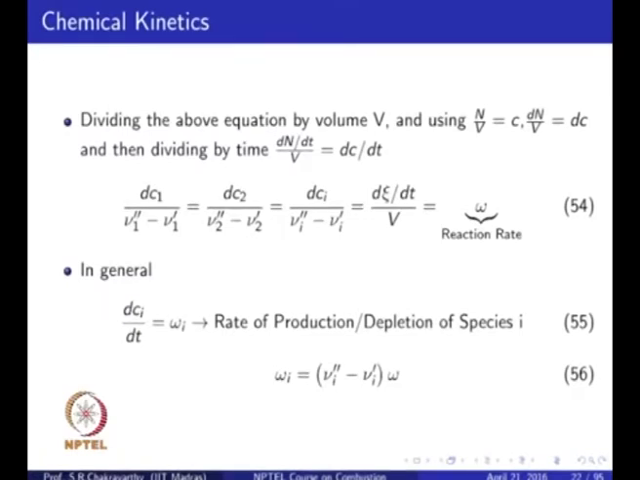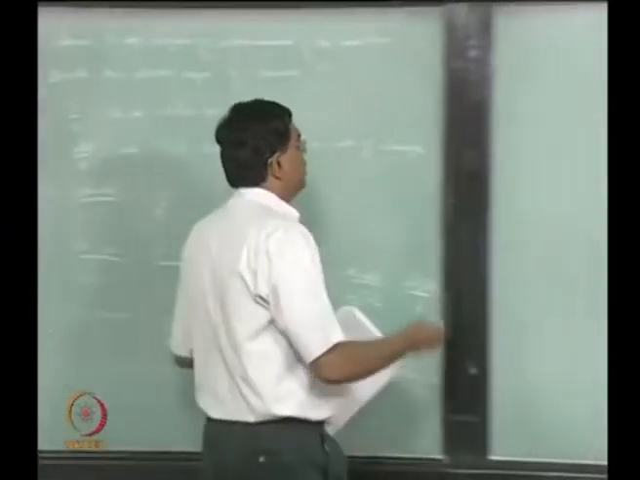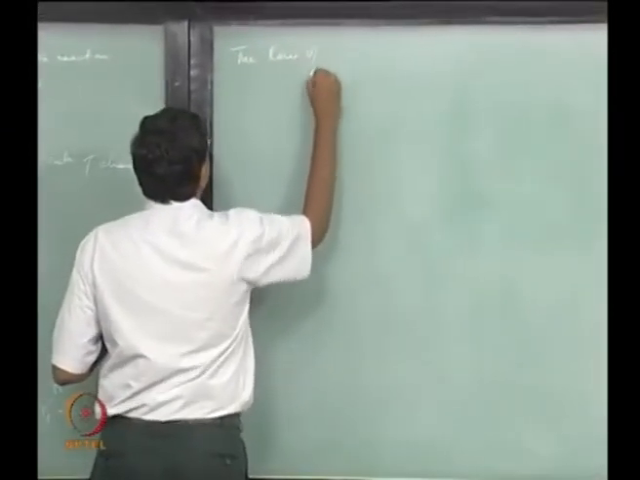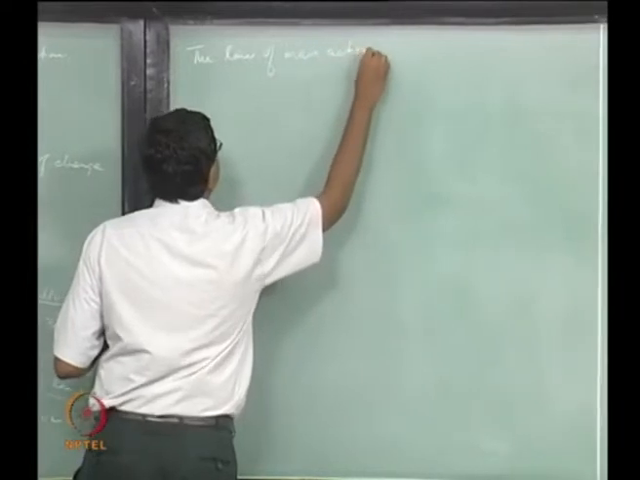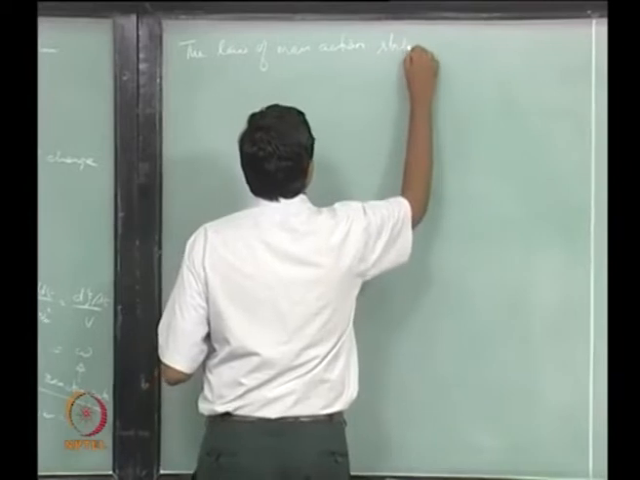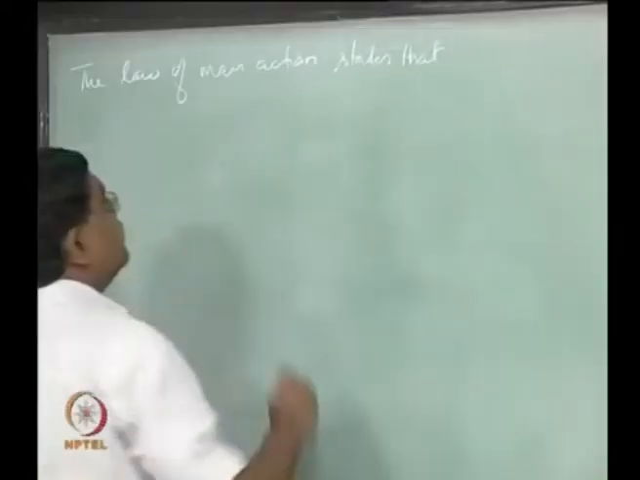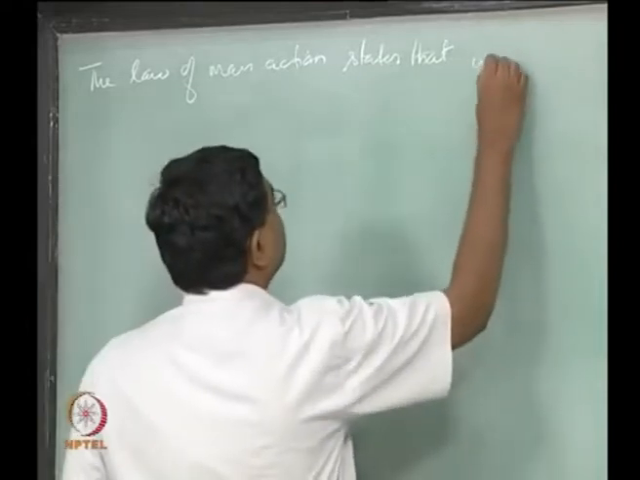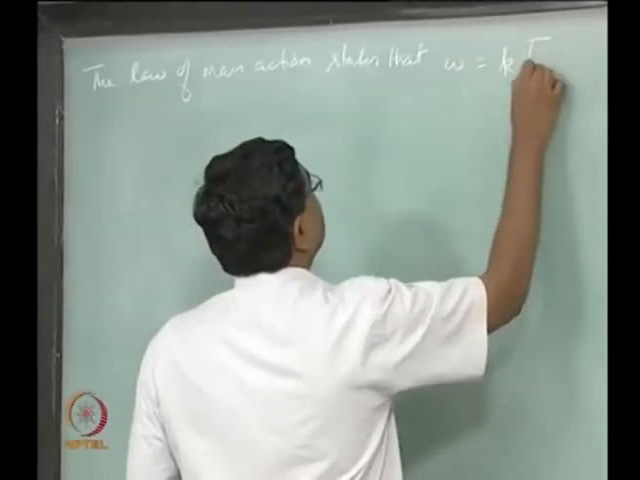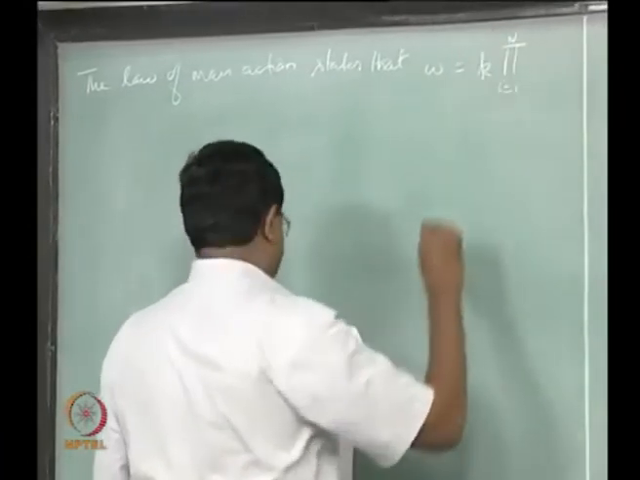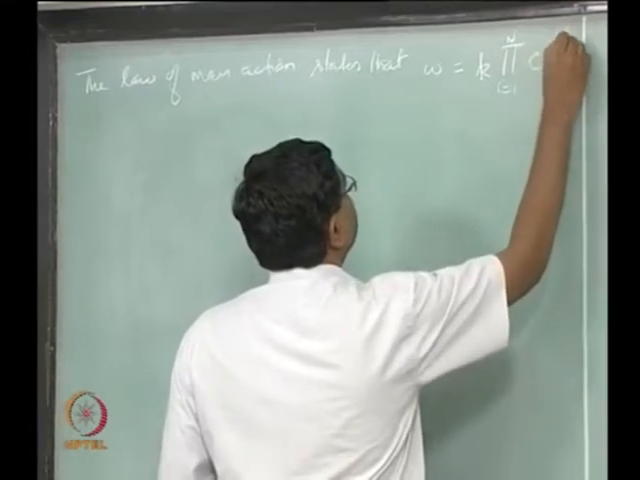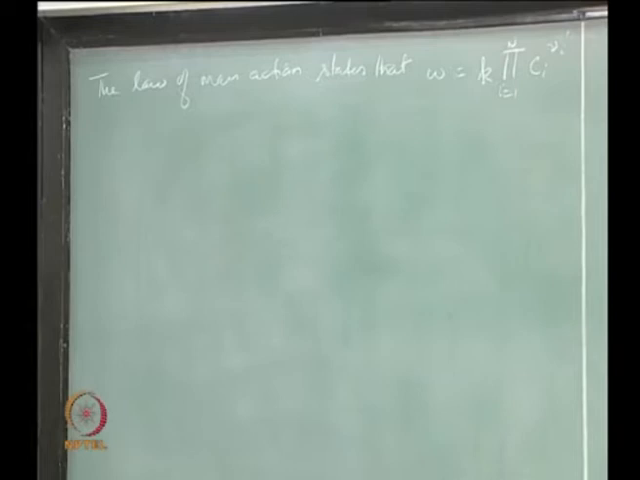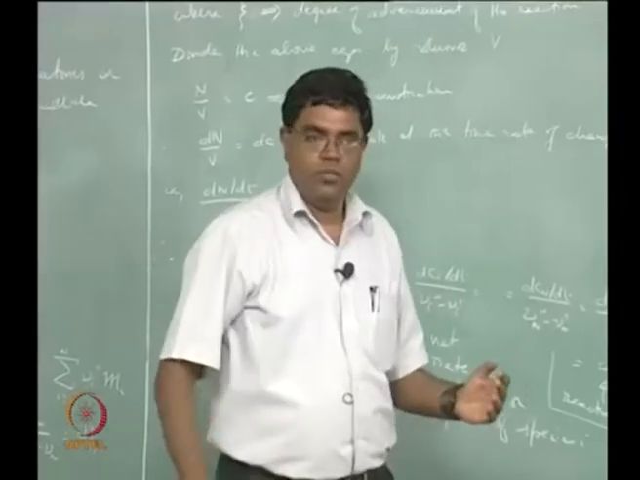So where are we? In this framework, we should now be able to write out the law of mass action. So the law of mass action states that, right? I'm not going to write long sentences like you go through in high school. That's the difference now. It states simply that omega equals k, product over I equals 1 to n, of ci to the nu I single prime. This is what you have actually learnt in high school. Now it's all put in algebraic form.